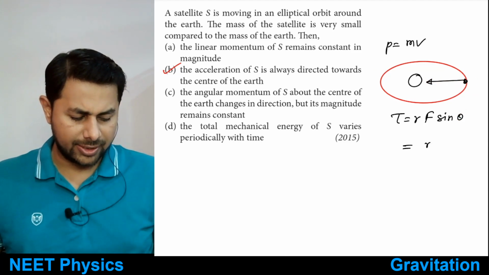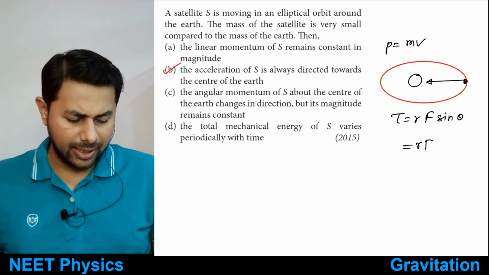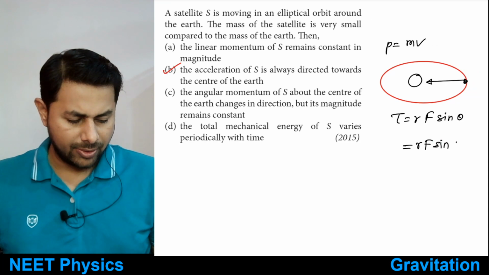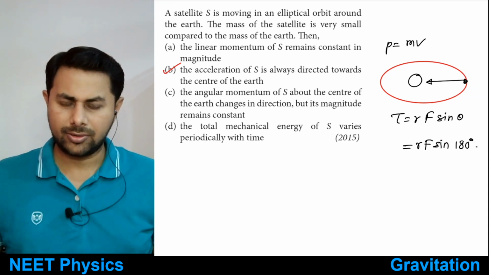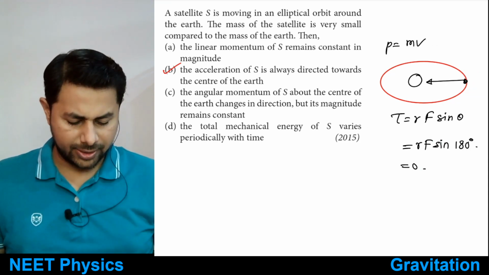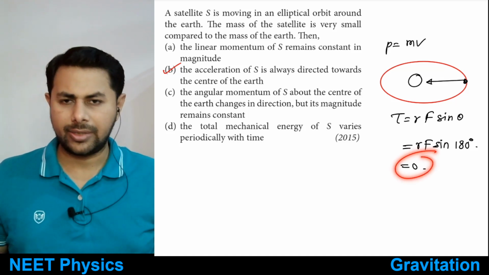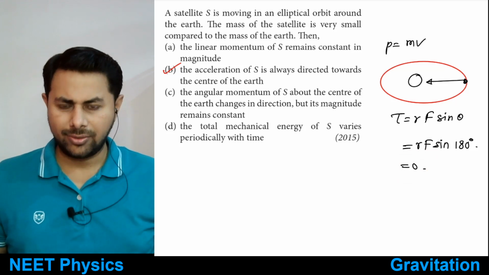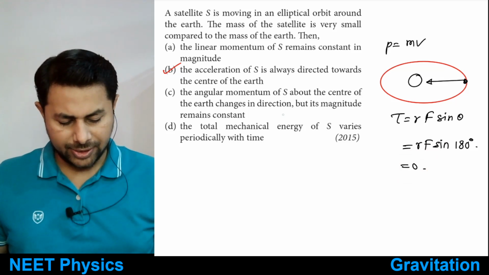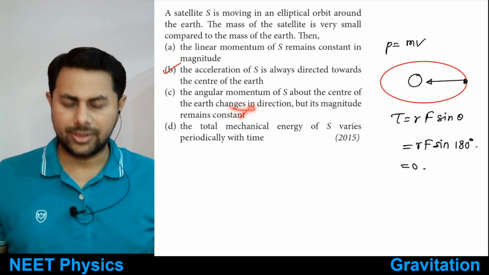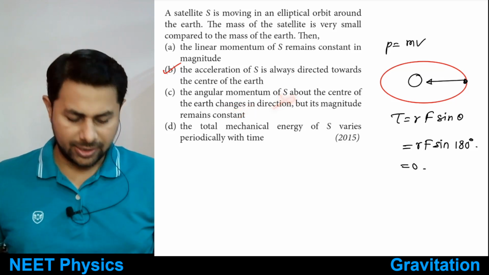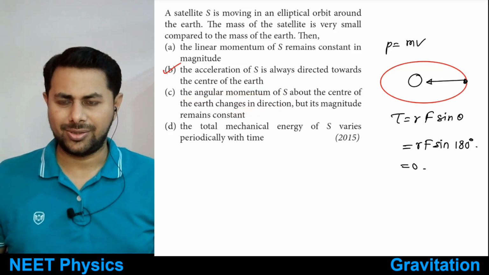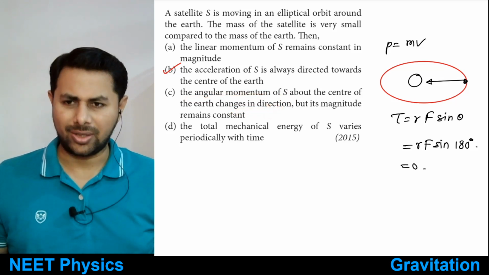Okay, so we had seen this earlier also. So you have r f sine of 180, and sine 180 is 0, that means torque is 0. If torque is 0, then the angular momentum is constant both in magnitude and direction. Magnitude does not change, its direction also does not change. So this is incorrect. They say that the direction of angular momentum changes. So it is definitely not correct.